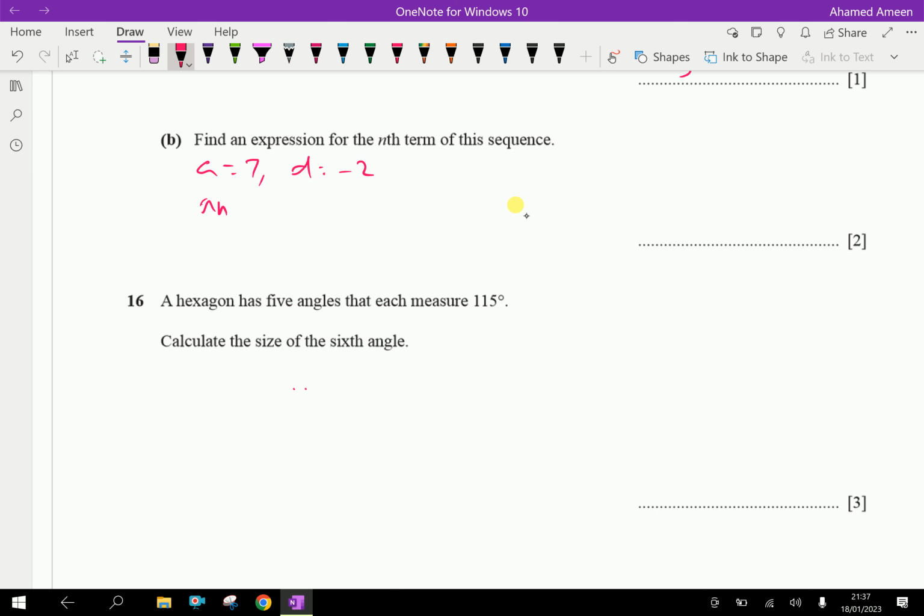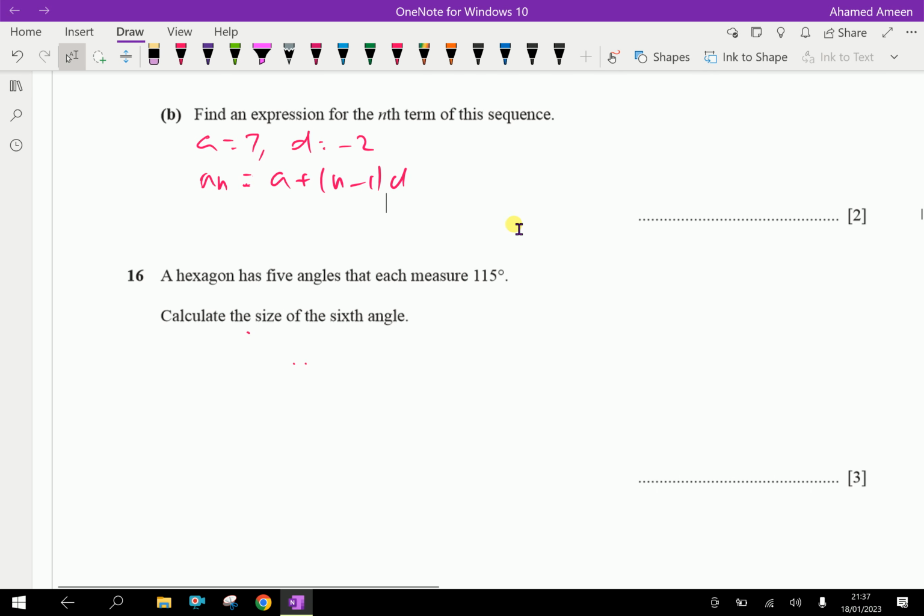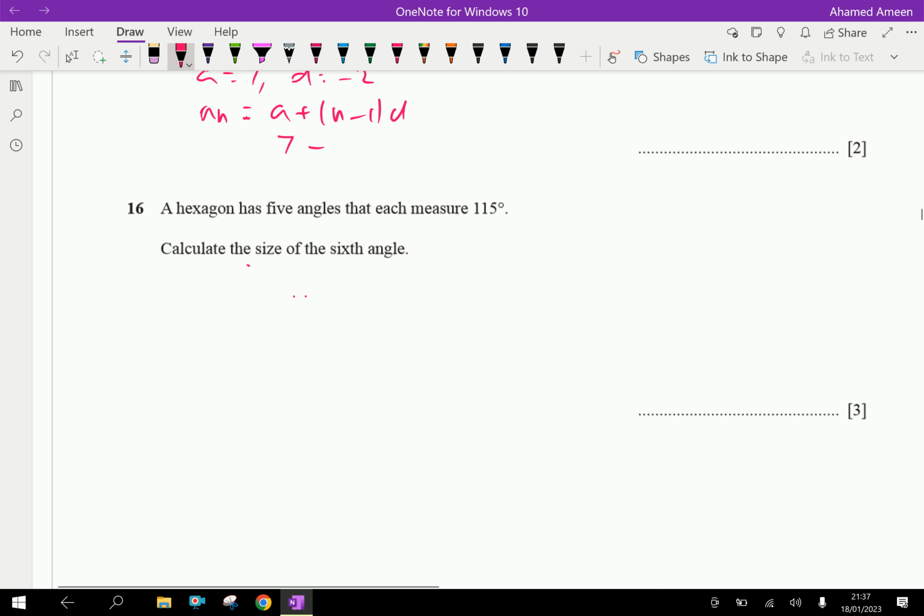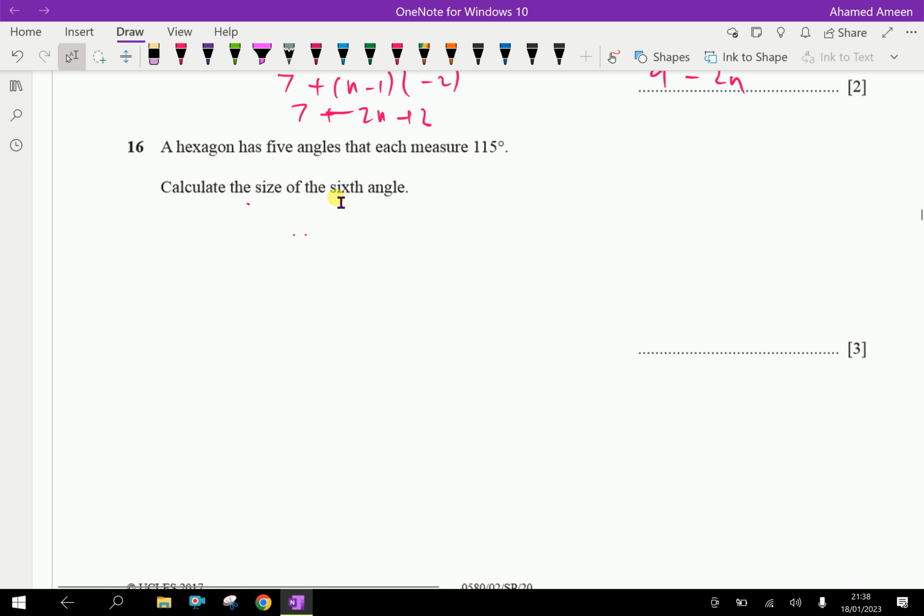And we have the nth term formula, that is a_n equal to a plus n minus 1 times d, which is equal to 7 plus n minus 1 times minus 2. By simplifying we get 7 plus minus 2n plus 2, which is 7 plus 2 is 9, minus 2n. That is the nth term.